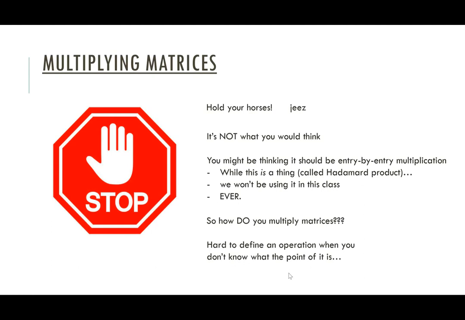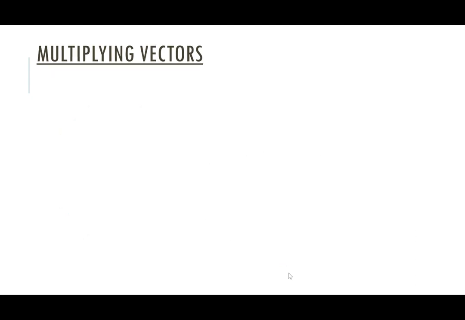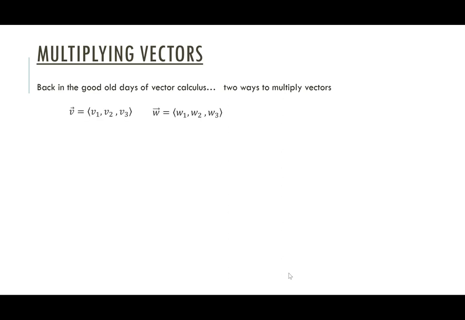Now, I know we didn't ask this question back when we were adding and scaling them, but we already were kind of forced into definitions. So, all right, let's try to force ourselves into a definition of multiplying matrices. And let's do that by thinking about vectors. So, how do you multiply vectors? Well, back in the good old days of vector calculus, we actually had two ways to multiply vectors. This should give you an idea of why maybe it was too hopeful to think there'd be an easy way to multiply matrices. Okay, so suppose we had two three-dimensional vectors.